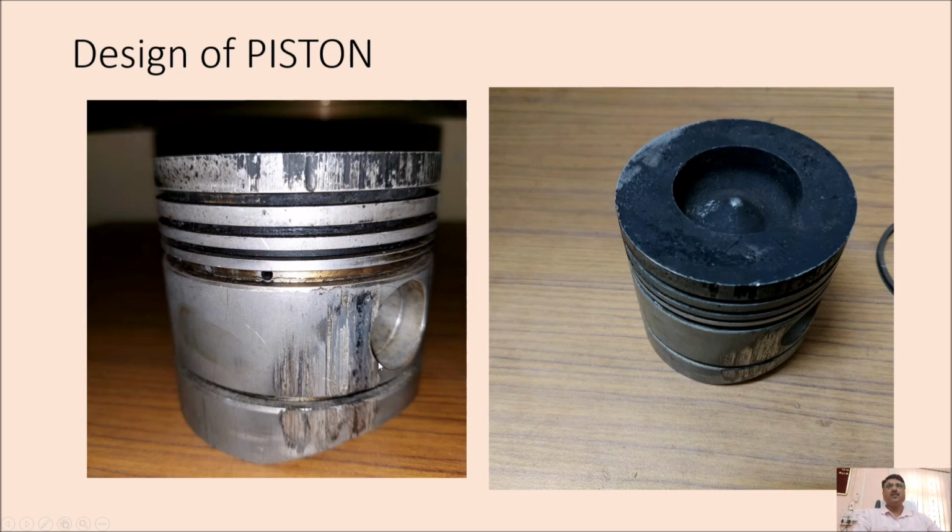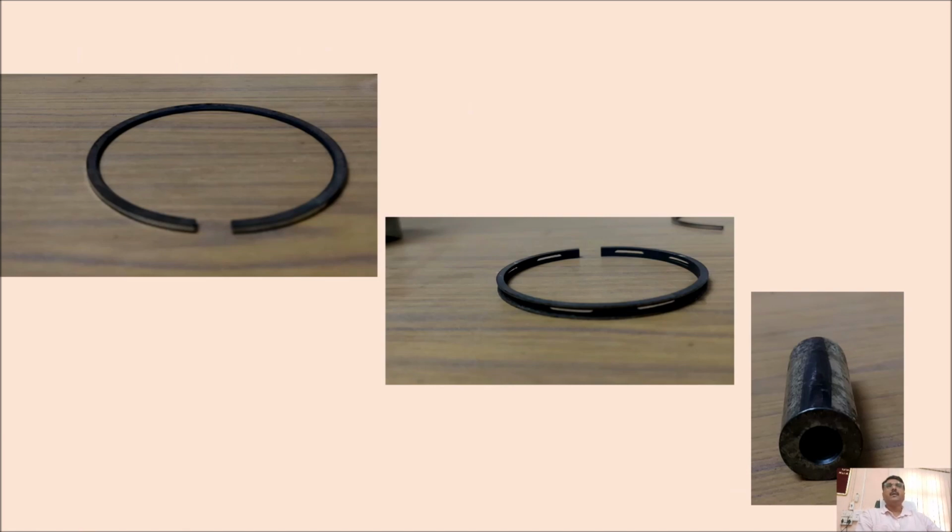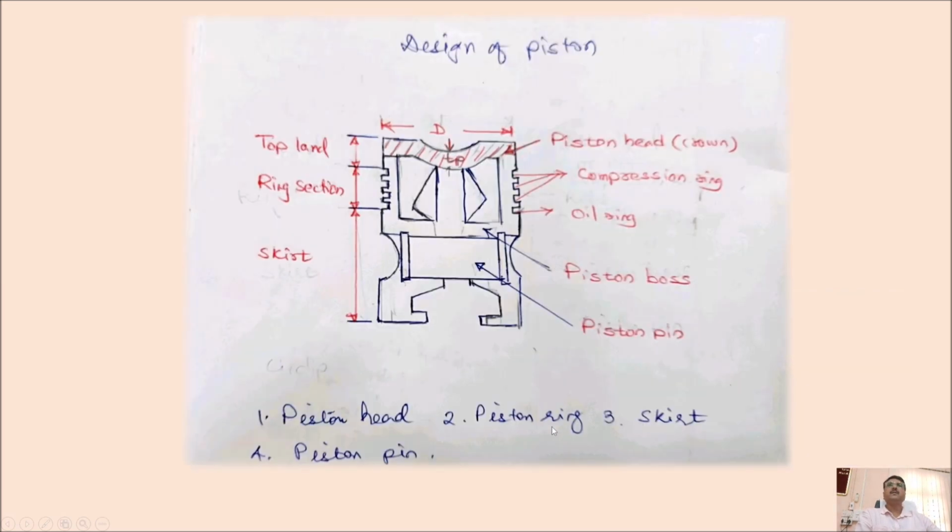Here a hole is seen, and in that hole the piston pin is fixed. In the next photograph, the piston head or piston crown is visible. Here are the two piston rings. One is the compression ring, another one is the oil ring, and the last photograph is the piston pin.